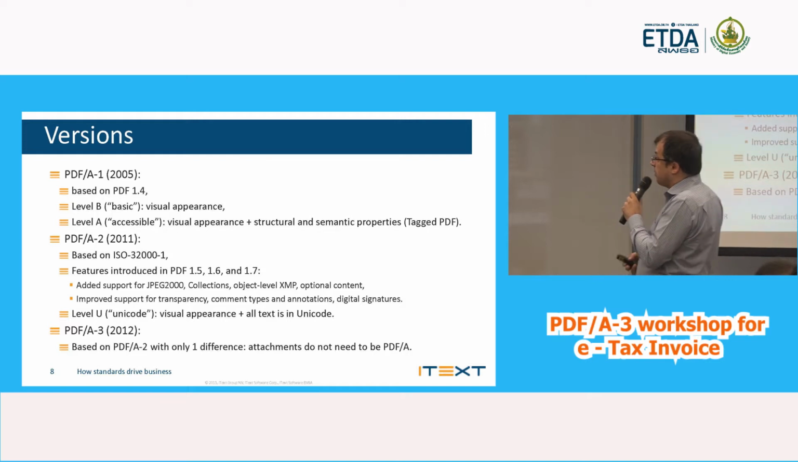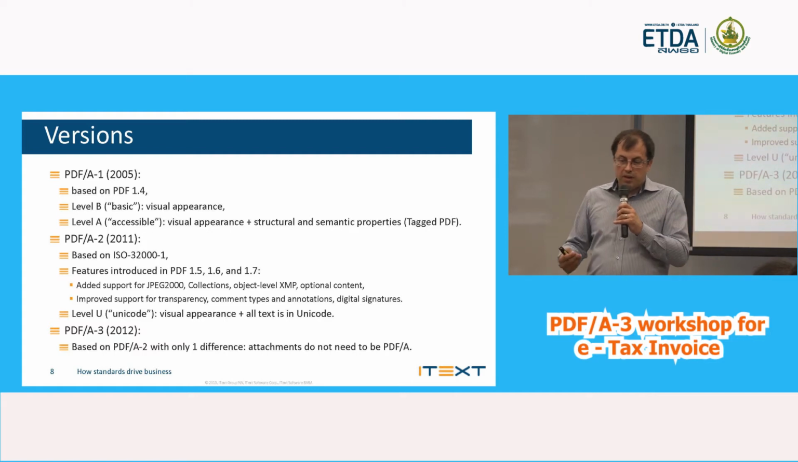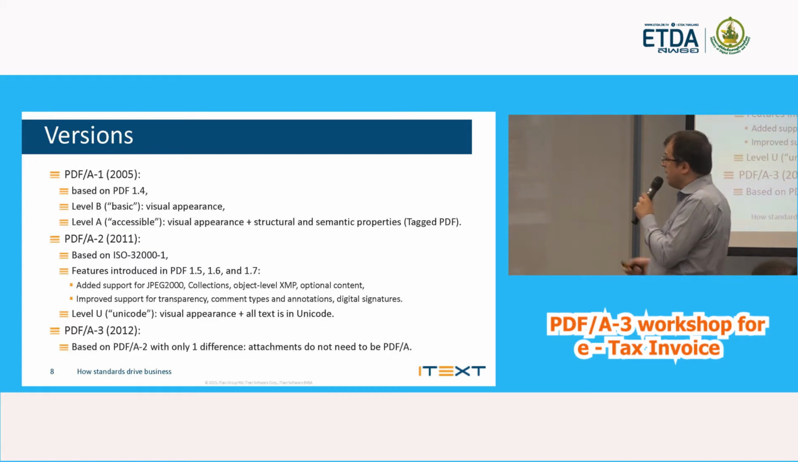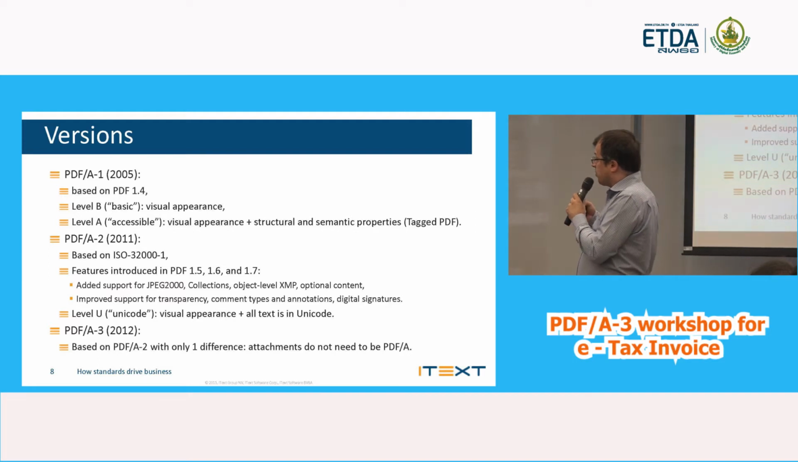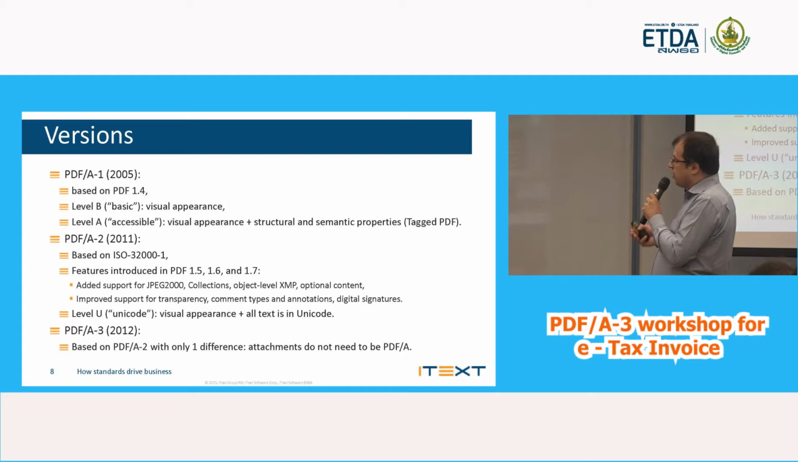And it defined a level B, basic, which means that whenever you open it visually to the human eye, it will always be the same. You also have a level A, accessible. That means that you also have structure. It's a tagged PDF. In the next part, when I talk about PDF/A, I'll go into more detail.